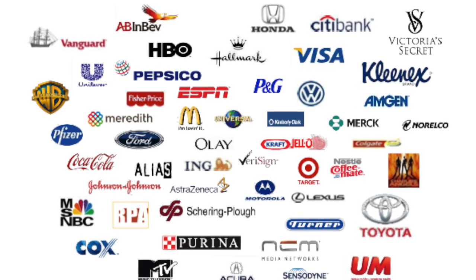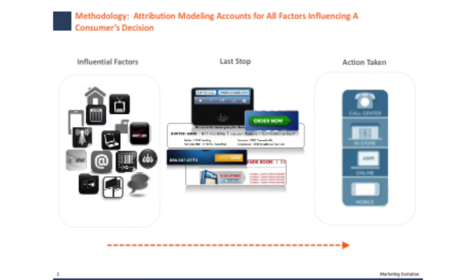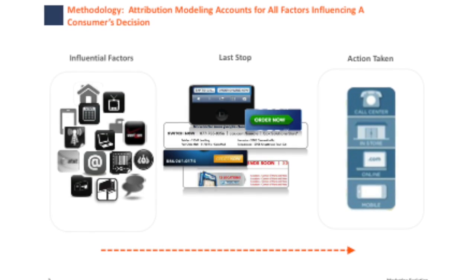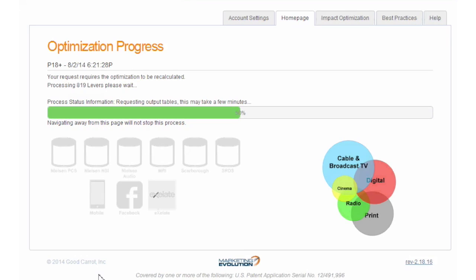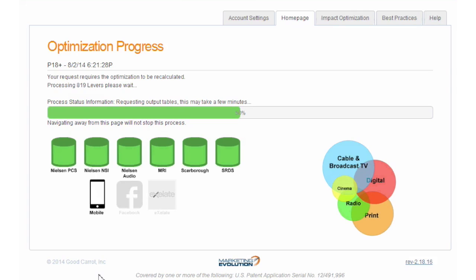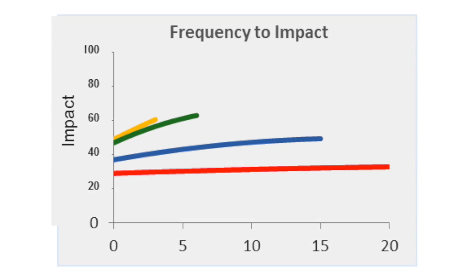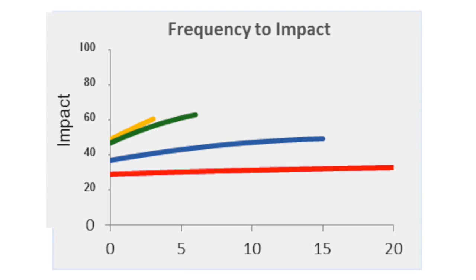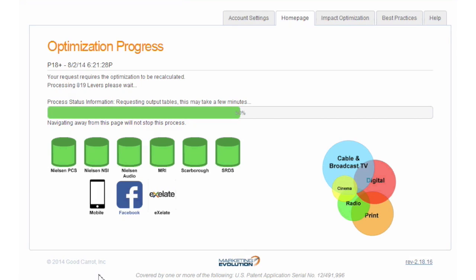The analysis is based on attribution modeling, which accounts for all factors influencing a consumer's decision, not just the last stop. And it considers the incremental impact for each additional frequency, meaning that a certain number of people will change their minds to, say, purchase a car by seeing just one ad. An additional 100,000 might be influenced with that second ad, another 50,000 with the third, another 25,000 with the fourth, and so on. Hundreds of potential combinations are calculated using our algorithm to deliver the most people for the least amount of money, giving you the best return on each dollar spent.